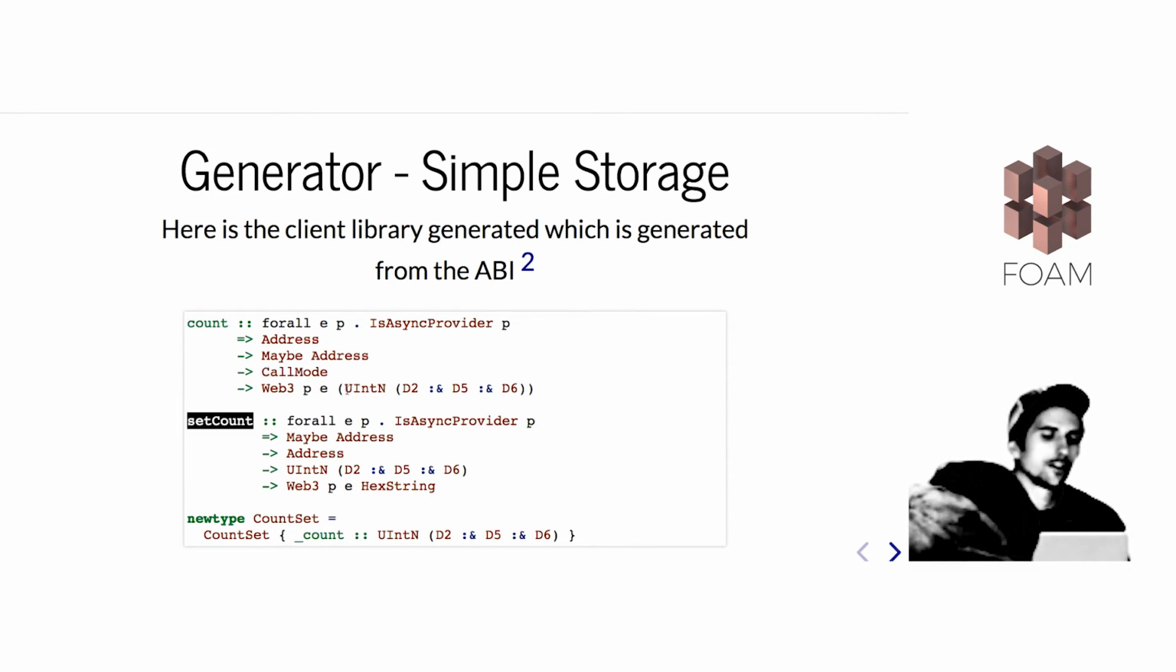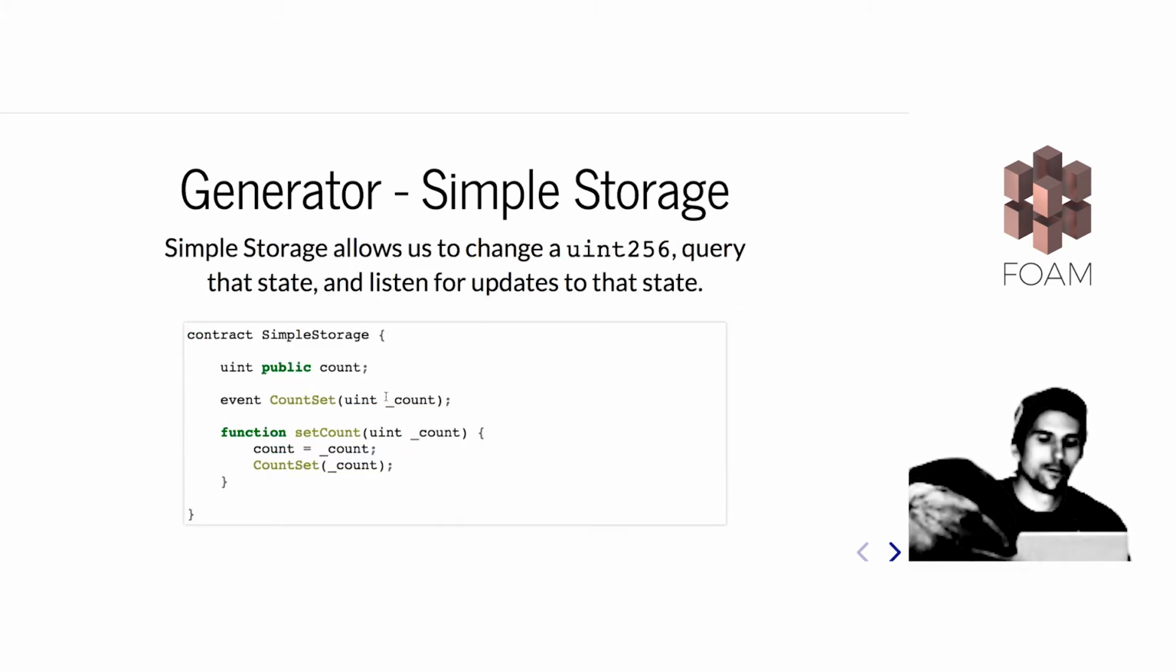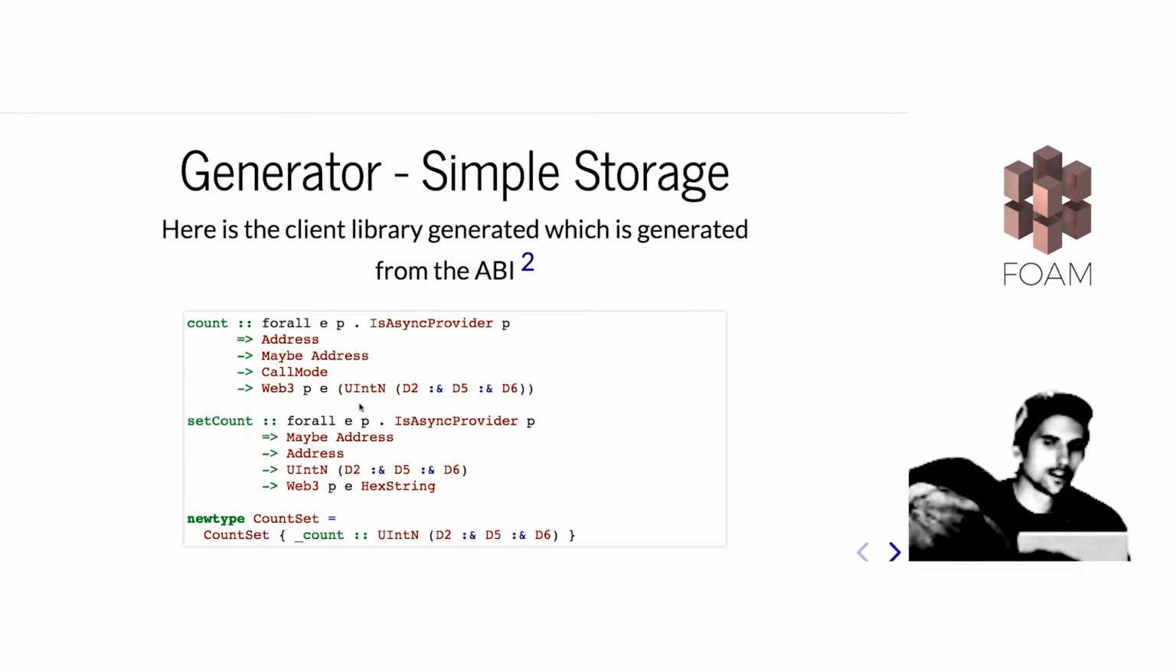setCount, this is a transaction. So call mode is irrelevant. You're trying to update the most recent state. And we know that in order to set a count, you need to provide a uint, which is a uint256. So that is reflected here. It's the only argument to this function. It returns a hex string, which is the transaction hash.